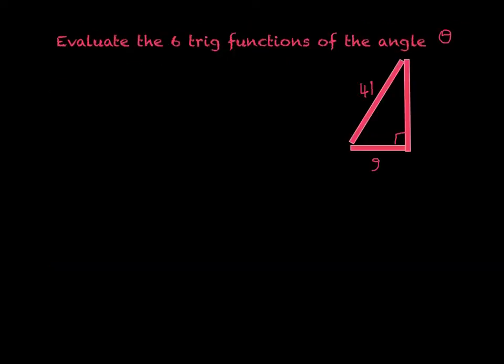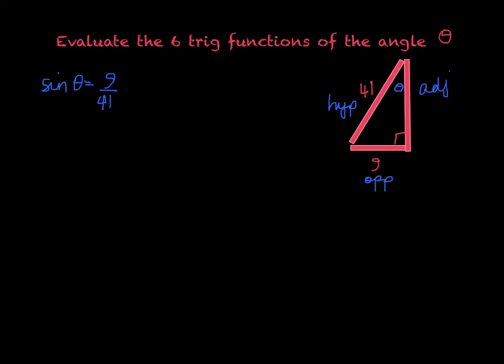So, if I was asked to evaluate the trig functions of the angle theta, the first thing I'd have to do is I'd have to know which angle is theta. So we're going to put theta in this angle right here. And I can do the sine. So the sine of theta equals opposite over hypotenuse. From theta, this would be the opposite. This would be the hypotenuse, and this would be the adjacent.